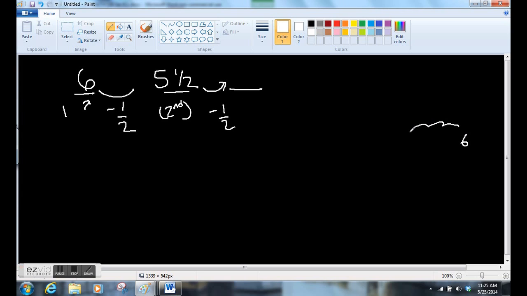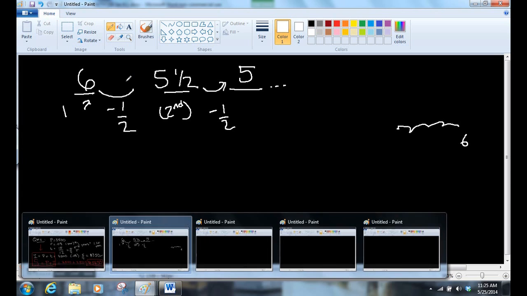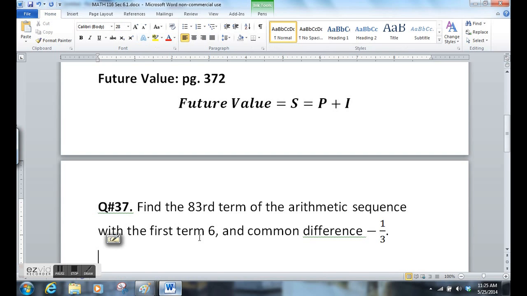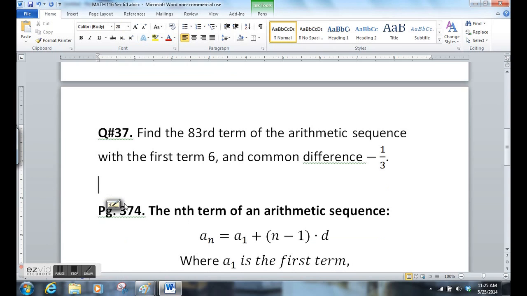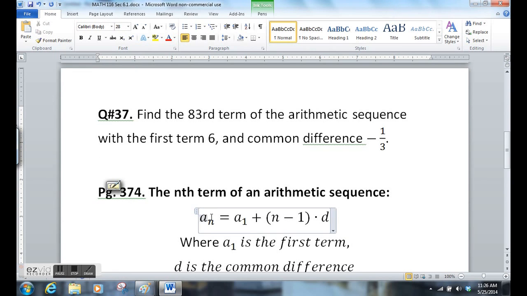But so it'd be -1/2, so the third term is 5, etc. So it's tedious, though, to try to find the answer this way. So you're going to use this formula. This is page 374. The nth term, so if you want the third term, that would be n is 3. The nth term is a to the n, that's the symbol, is a to the 1, that's the first term, plus n minus 1 times d, where d, delta, is the common difference.